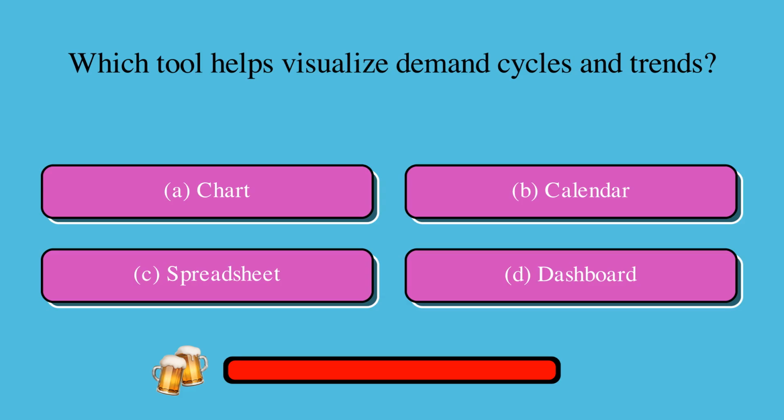Which tool helps visualize demand cycles and trends? Is it A, chart, B, calendar, C, spreadsheet, or D, dashboard? The correct answer is D, dashboard.